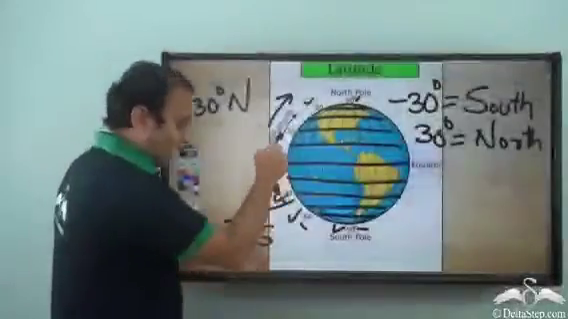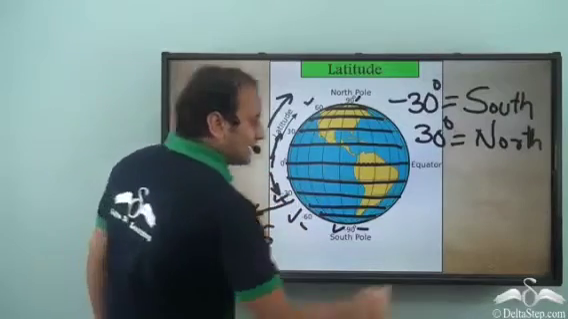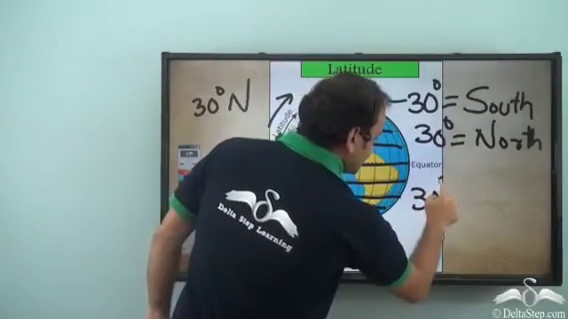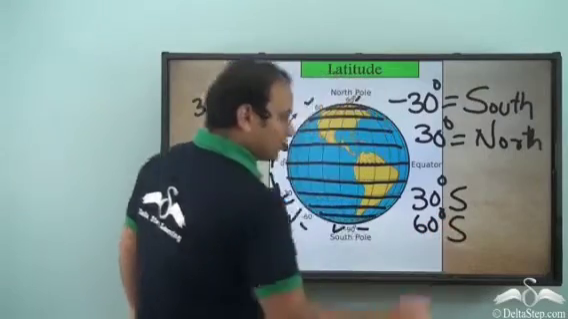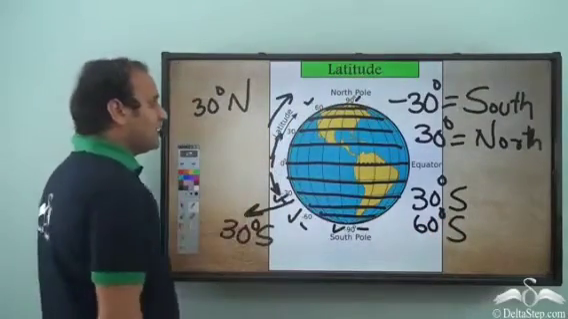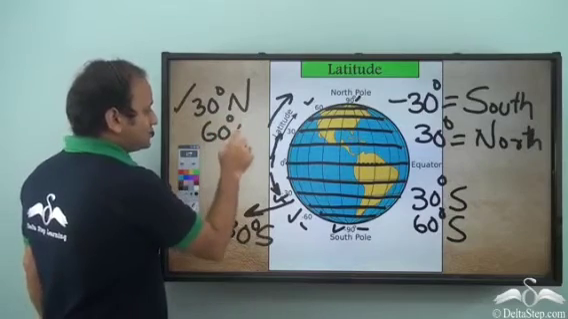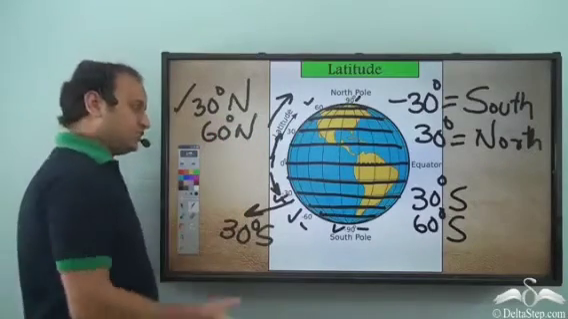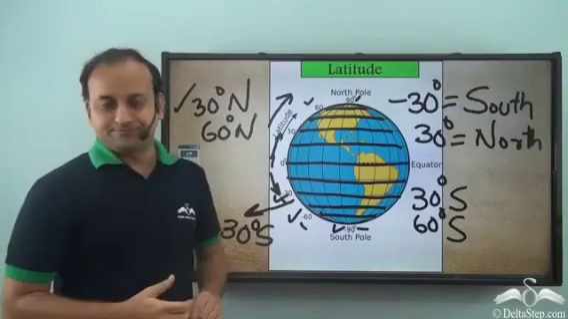So you see, for every number of latitude in the southern hemisphere, you can write them as 30 degrees south, 60 degrees south, and so on. And for the northern hemisphere, it will be 30 degree north or 60 degree north and so on. So this is how we number the latitudes on our planet Earth.